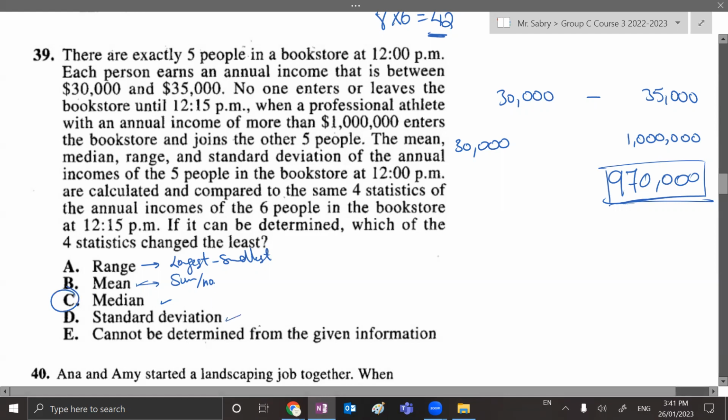Because the standard deviation, I told you about the standard deviation before, I did not tell you how to calculate it, because it doesn't really matter if you just understand its concept. The standard deviation shows the differences between the numbers.